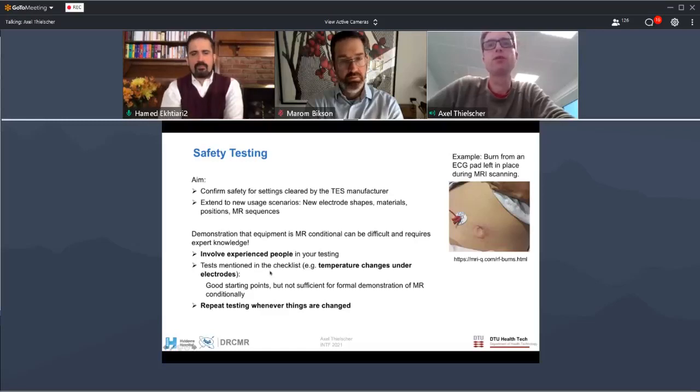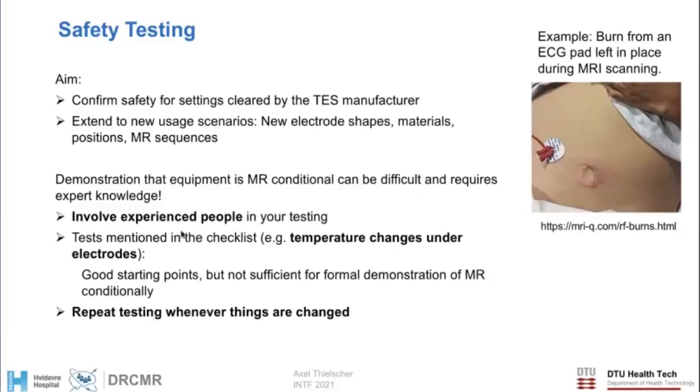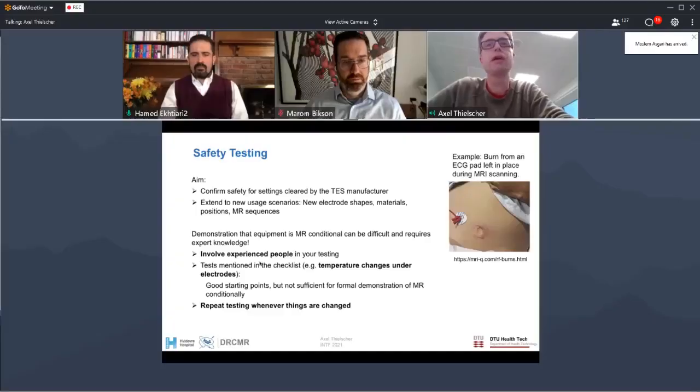It's really difficult to demonstrate that the equipment is MR conditional, and it needs expert knowledge, which usually is not there in the typical neuroscience field. So I would ask you to also involve other people like MR physicists in that testing. And there are some tests mentioned in the checklist which are extremely useful. For example, temperature changes underneath the electrodes. That is a very useful point to test.